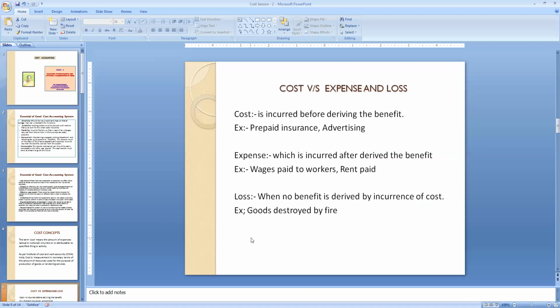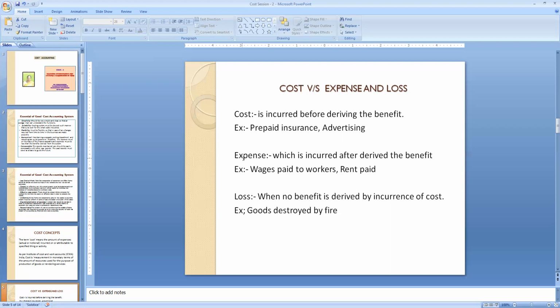Let us see the difference between cost, expense and loss. What do you mean by cost? It is the thing which is incurred before deriving the benefit, for example, prepaid insurance or advertising. See, before incurring these expenses we have the estimates, or we can see the estimated figure, before deriving the profits. When the expenses are incurred, that is called cost.